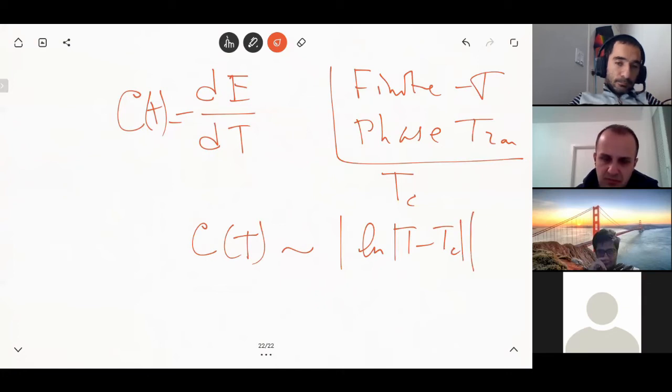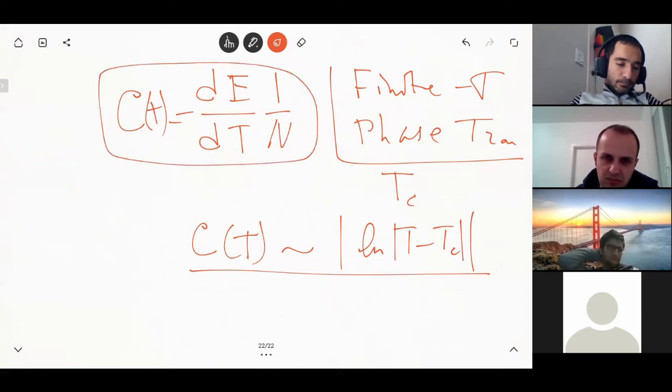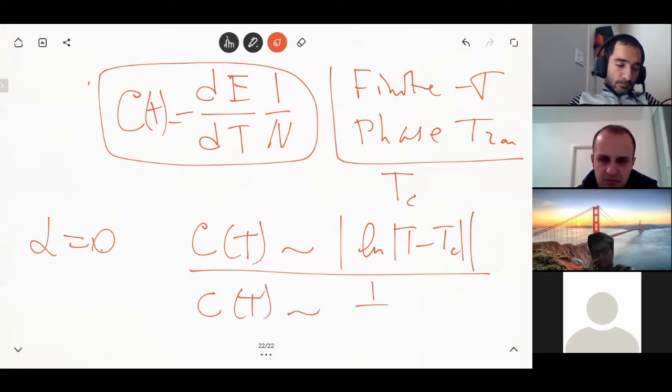So this is one type, and I'm going to need this to be the density. So this is the mild divergence. This is alpha equals 0. And this is strong divergence, which is 1 over T minus Tc, maybe with a Tc added for dimensionality reasons, to the power alpha, where alpha is larger than 0.